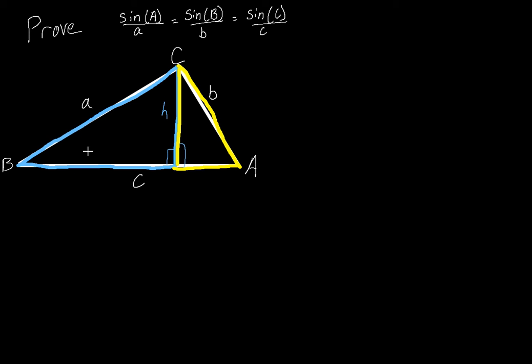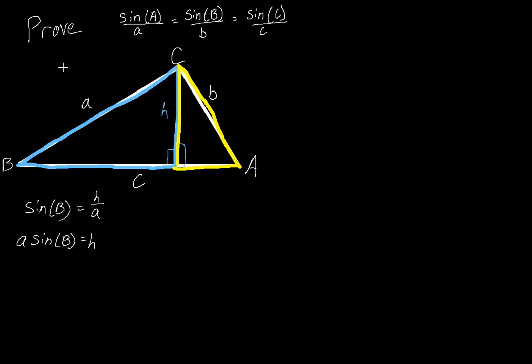Here's angle B. If I look at angle B, I can say that the sine of angle B, according to this right triangle, is equal to opposite h over hypotenuse a. Doing a little bit of rearranging, I found that a times the sine of B is equal to h. That's just looking at that little blue triangle right there.